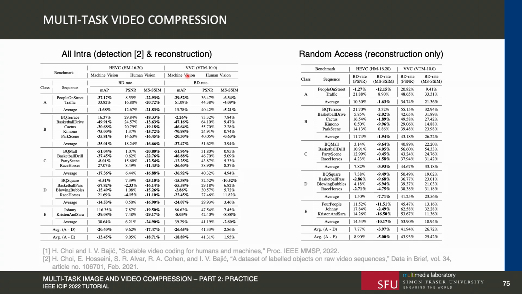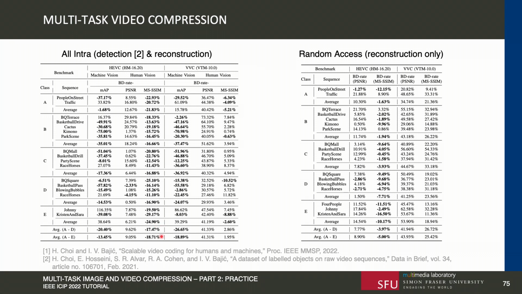There are also gains against the VTM 10.0 anchor, and in fact these gains are higher than against HEVC, which seems to indicate that the kinds of artifacts that VVC introduces are not very machine friendly. So as expected, in a way, we get reasonably good gains in the base layer of this system on the machine vision task.